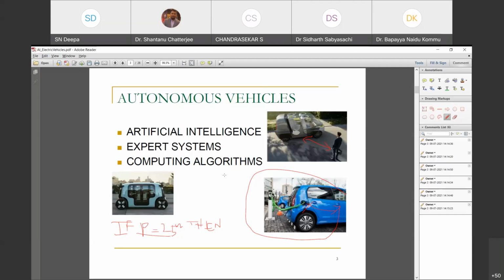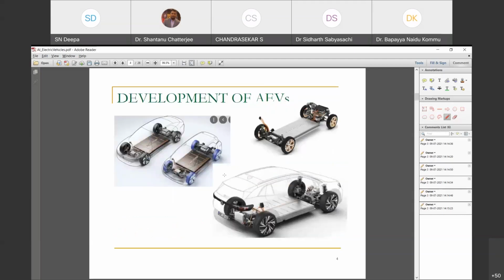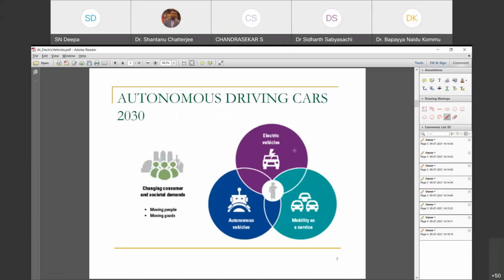So before going into why artificial intelligence, I have a few slides on the development of autonomous electric vehicles. I don't know whether you are able to see this. I have taken these pictures from the Volkswagen website. They are into research on this, into development: how the design and technology are being built. With this they have started.